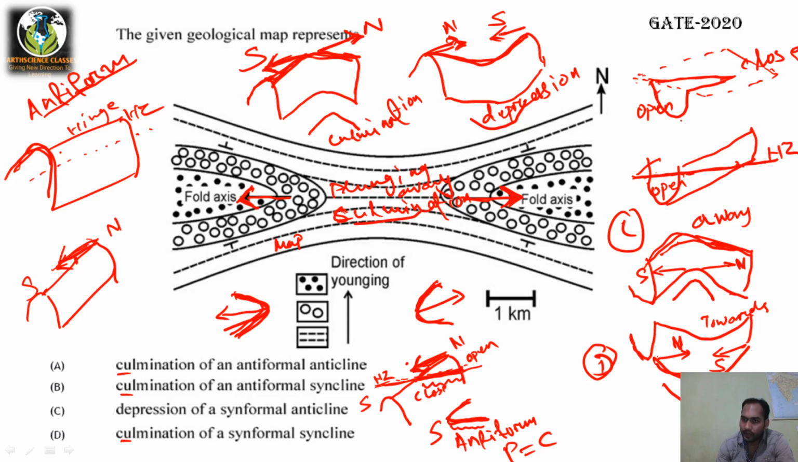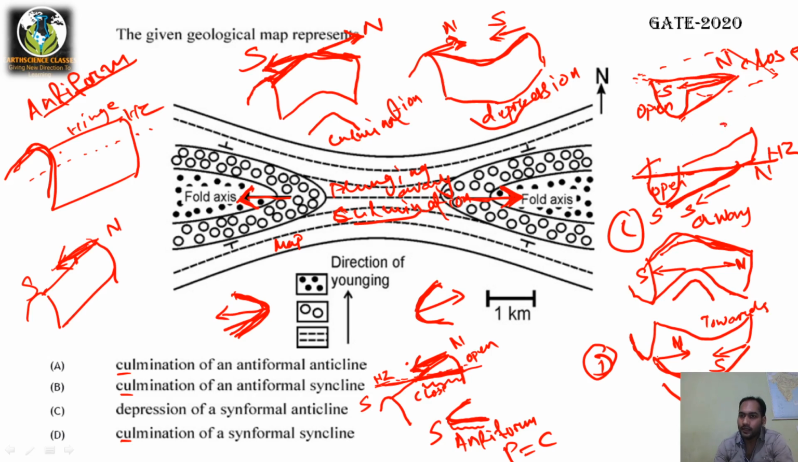Now you can see this is the hinge line, right? This is the hinge line or fold axis. Fold axis is somewhere here. I have told you that it is the hinge line. So it is plunging towards, if this is south and this is north, it is plunging towards south, but it is closing towards north.